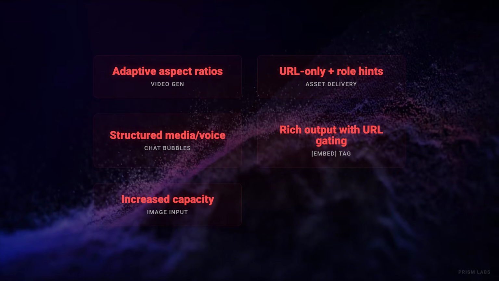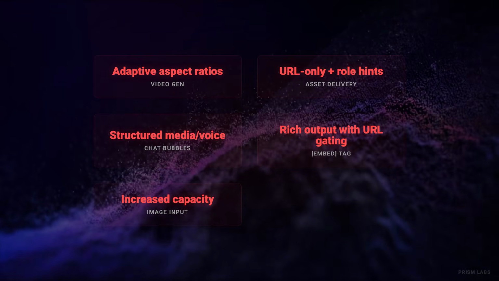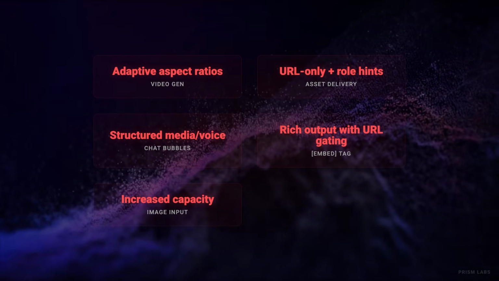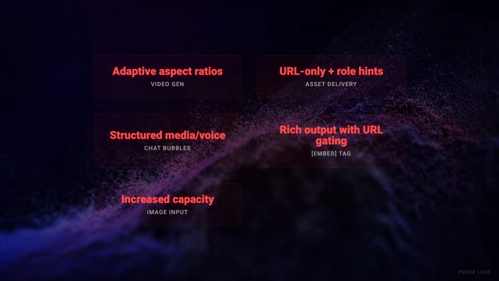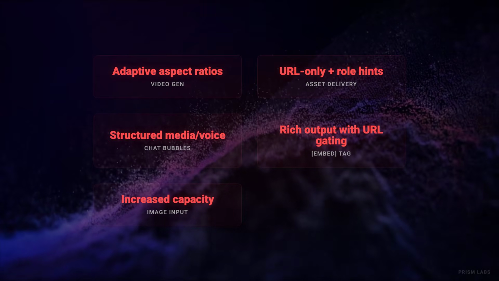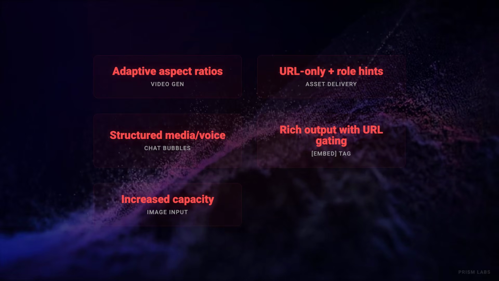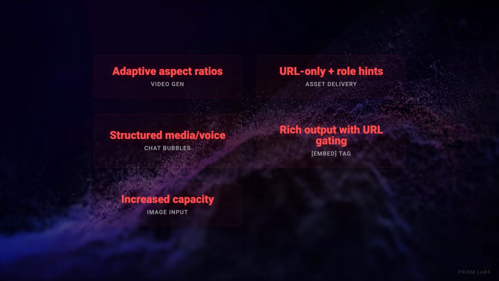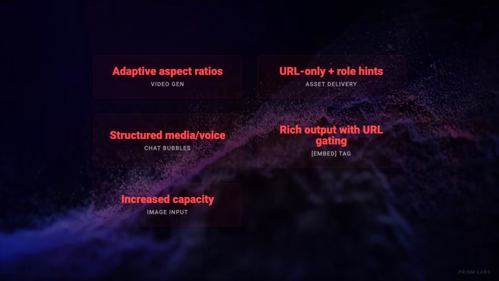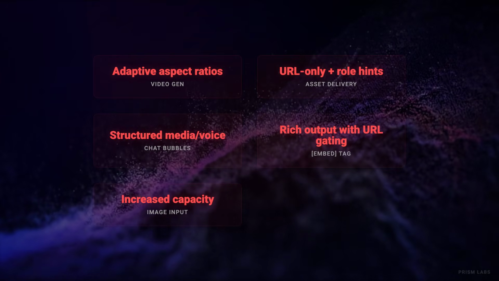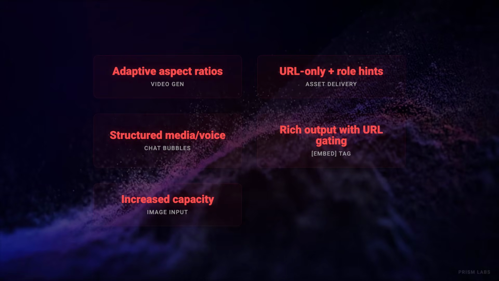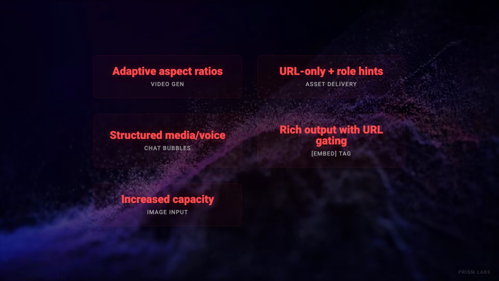And adaptive aspect ratio support with increased image input capacity means the system handles portrait, landscape, and square content natively rather than forcing everything into one format. On the UI side, structured chat bubbles represent a significant visual upgrade. Instead of plain text responses, assistant outputs now render structured media, reply references, and voice directives as distinct visual elements.